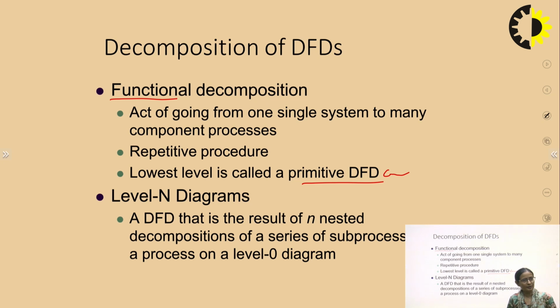Level n diagrams, that is, when we are saying level 1, level 2, what does it say? A DFD that is the result of n nested decompositions of a series of sub-processes from a process on a level 0 diagram. So, this is the meaning of a level n diagram.